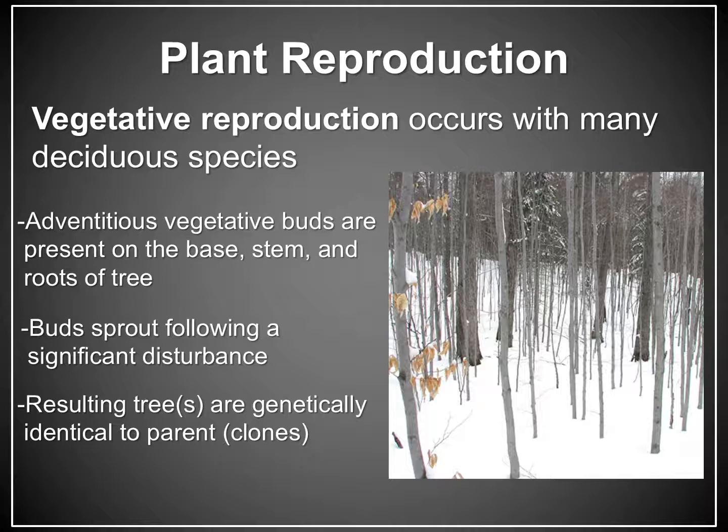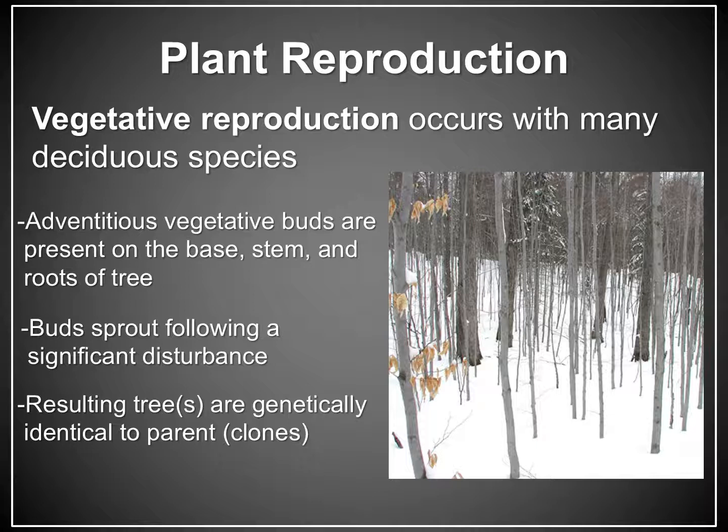Vegetative reproduction is pretty much limited to deciduous species, though some conifers do have the ability to sprout. So these trees maintain what are known as adventitious vegetative buds at the base of the stem, along the stem, or along the roots of the tree. And following a disturbance that results in major injury or tree mortality, these buds sprout.